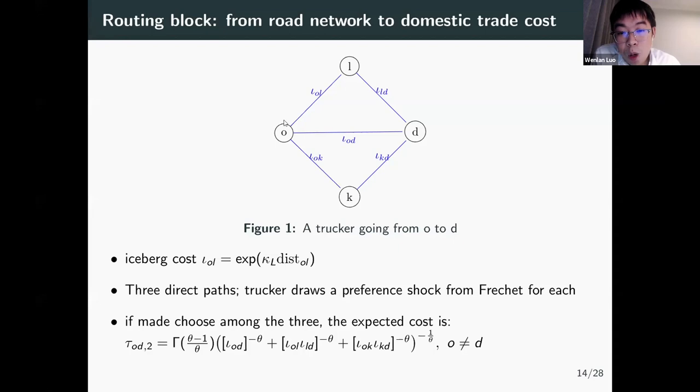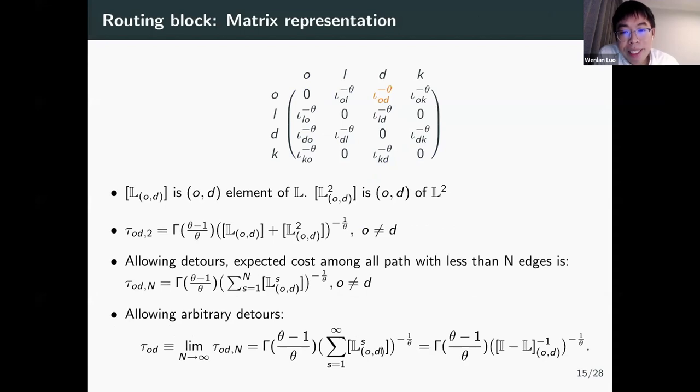Okay, and now we have three direct paths, and we assume that among the three paths, the trucker draws a preference from a Fréchet distribution. So then we can calculate the average route cost from O to D, and we label it as the trade cost going through a road network. Under the Fréchet distribution, it's just the sum of the cost of going through each route, which under the iceberg cost assumption is just the product, to the power of minus theta, and we have to multiply by some constant, but this comes from the Fréchet assumption.